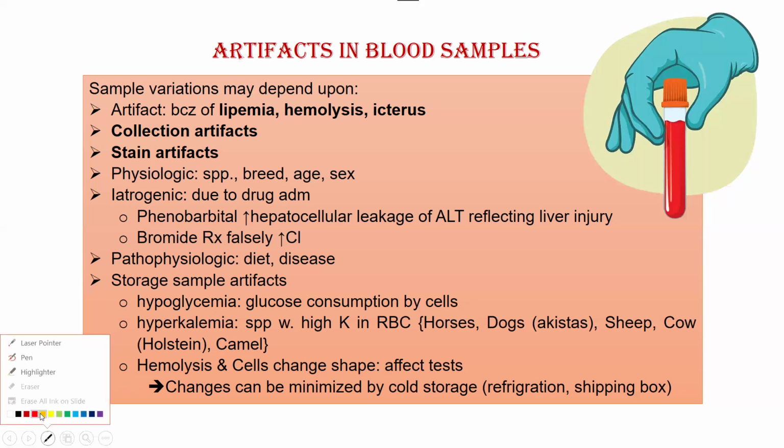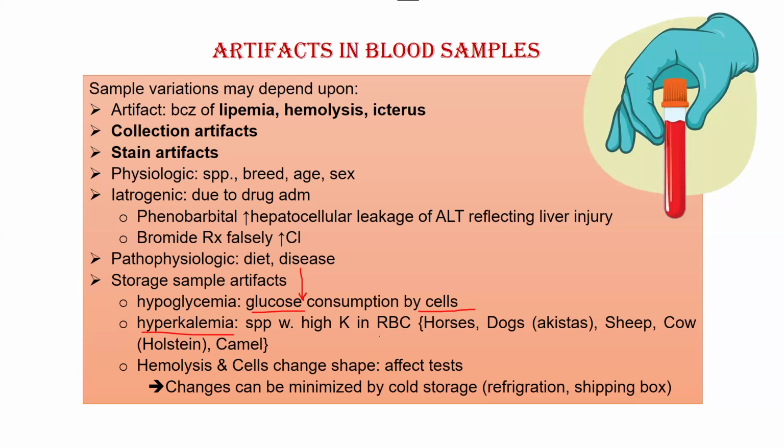Hypoglycemia is caused by the fact that in a stored sample, the RBCs consume the glucose that is present in the serum of that blood. So when you check that blood sample after 2 to 3 days, the glucose is going to be decreased, and you will say that this animal has hypoglycemia. But in actual fact, that animal does not have hypoglycemia. It's your fault. Next thing is hyperkalemia.